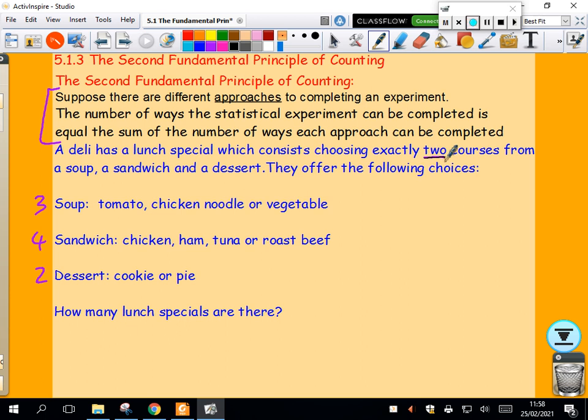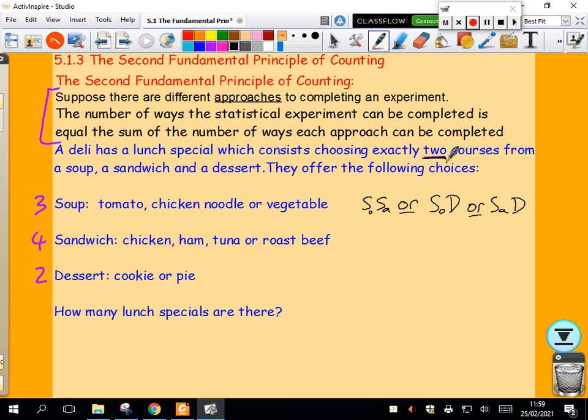The first approach I could take is to choose a soup followed by a sandwich. Or I could take a different approach. I could choose a soup followed by a dessert. Or I could choose a sandwich followed by a dessert, because I'm choosing 2. So there are 3 different approaches in order to establish how many different lunch specials there are here.